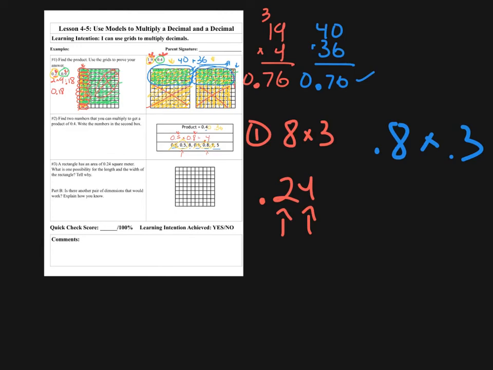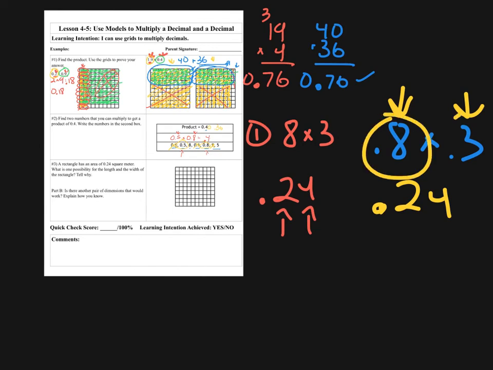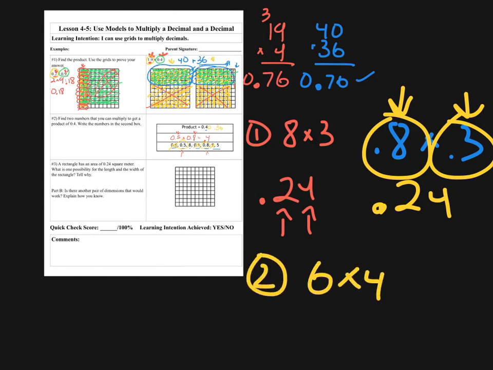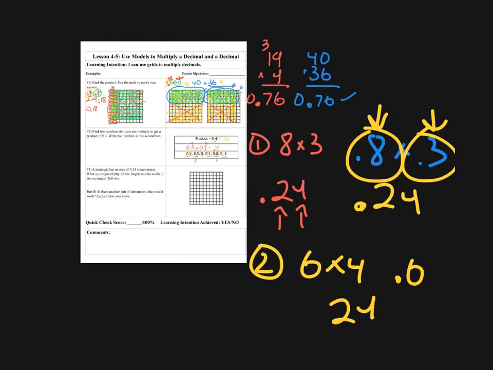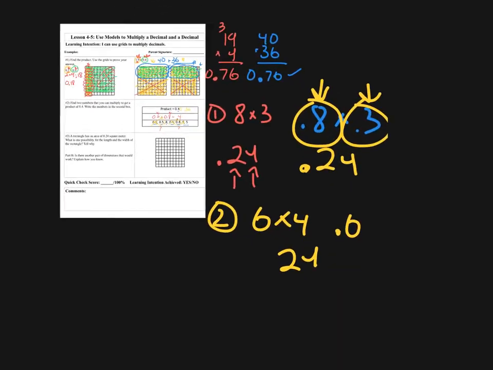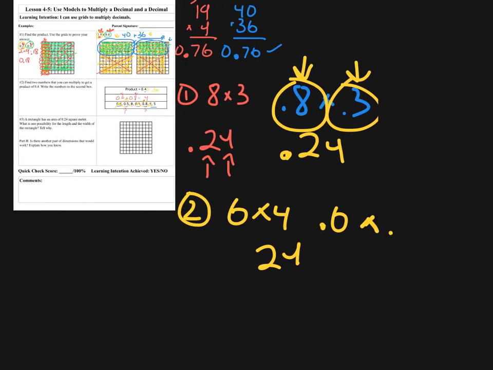So then if you think about it, here's 8 times 3, which is 24. And then you have the 1, 2 decimal places, which makes sense. So one possibility would be using 8/10 times 3/10. Another possibility would be to do 6 times 4. But then you can't really do 6 times 4, because that would be only 24. It has to be 0.6, which is 6/10, times 4/10. And that will give you 24 hundredths. So that's your second possibility.